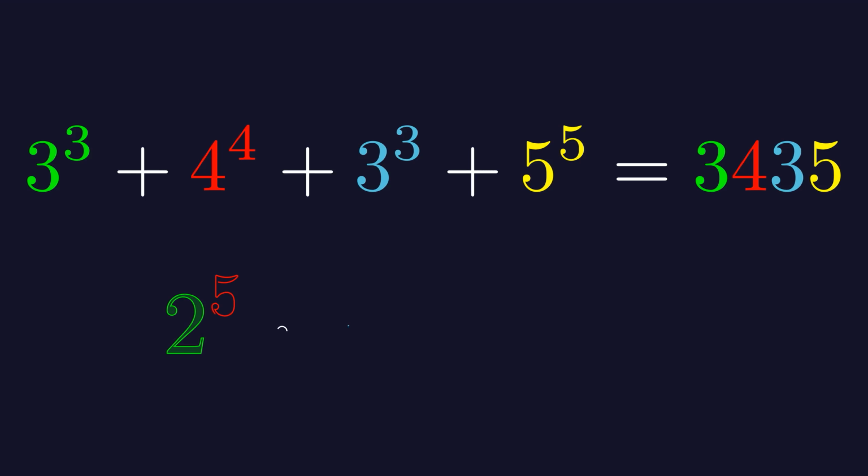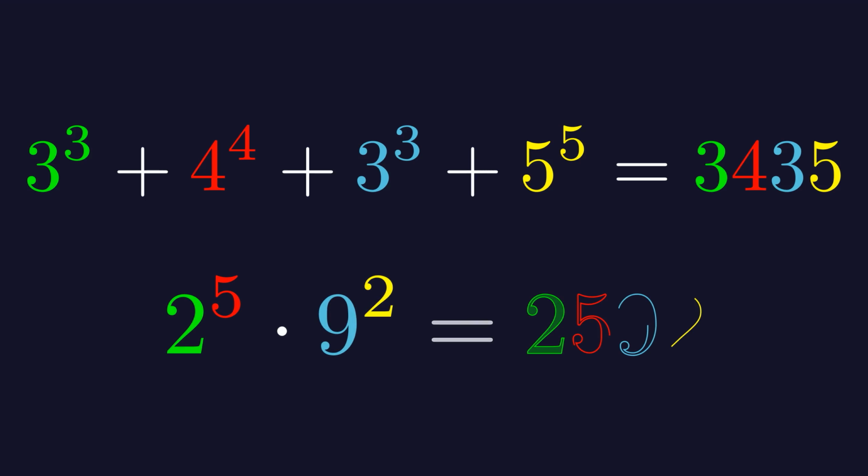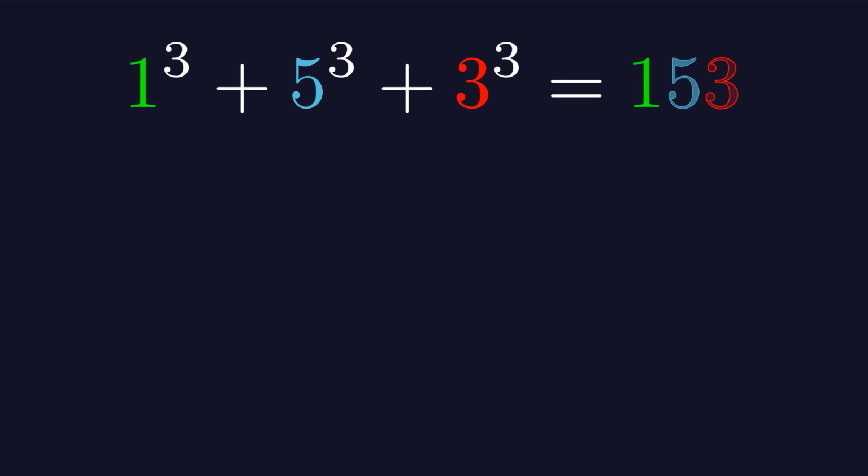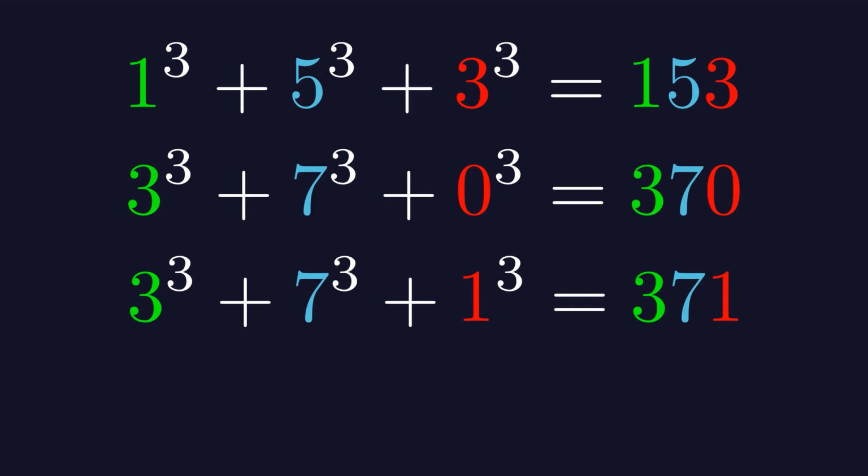2 to the power of 5 times 9 to the power of 2 is equal to 2,592. 1 to the power of 3 plus 5 to the power of 3 plus 3 to the power of 3 is equal to 153. The same is true for 370, 371 and 407.